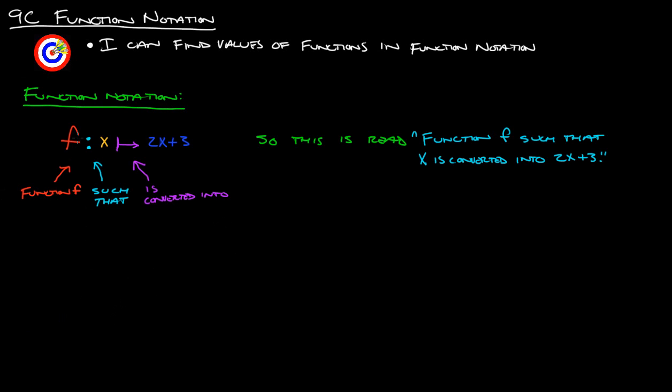Okay, and it looks like this. Probably not as color coded as this, but this is the idea. This stands for function f, and then the colon, just like before, is "such that x," and then this goofy looking arrow stands for "is converted into" 2x plus 3. So this is read: function f such that x is converted into 2x plus 3.